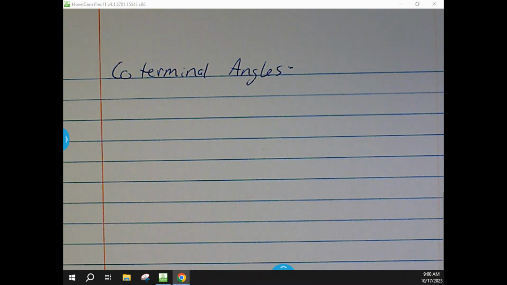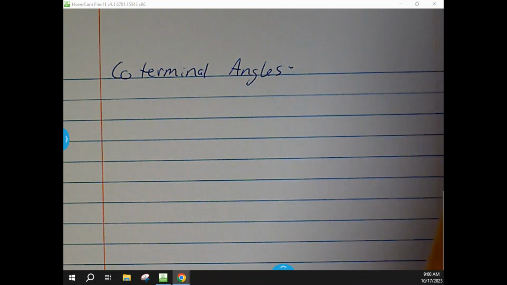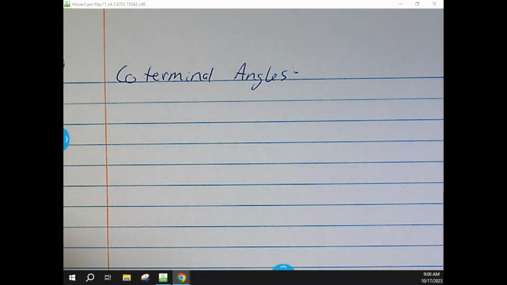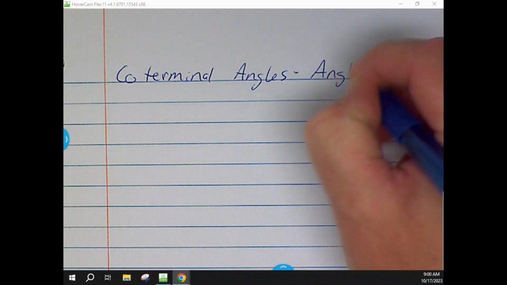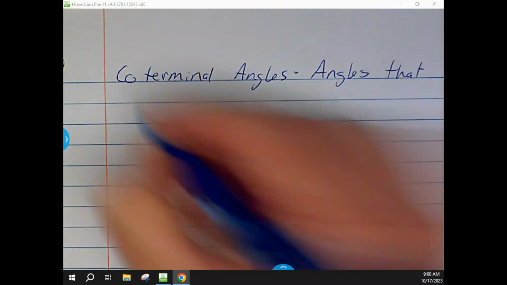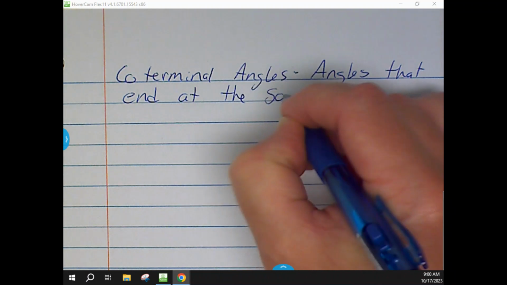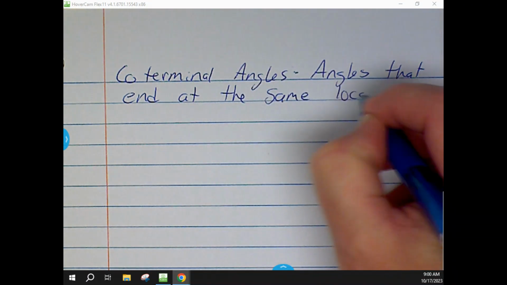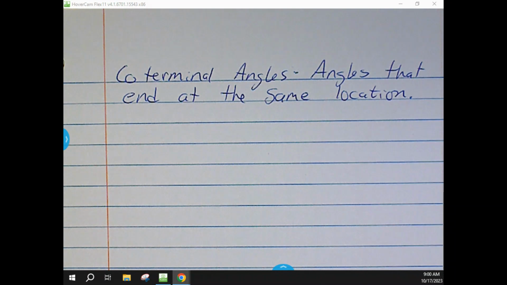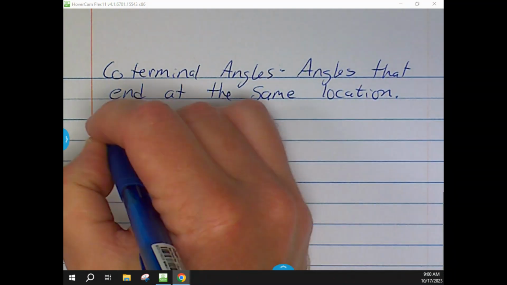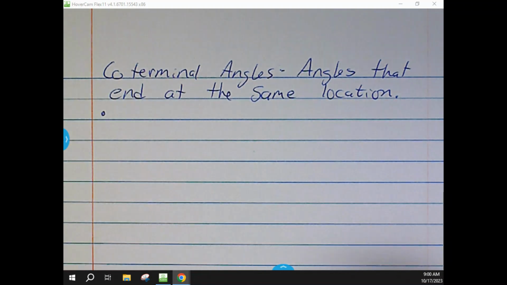Same thing with this one. If you have something that's co-terminal, again, terminal going back to when we're talking about drawing these angles back here. That's the terminal side where it ends. Basically if it's co-terminal angles, these are basically angles that end at the same location. Okay, and we can do this in a couple of different ways.